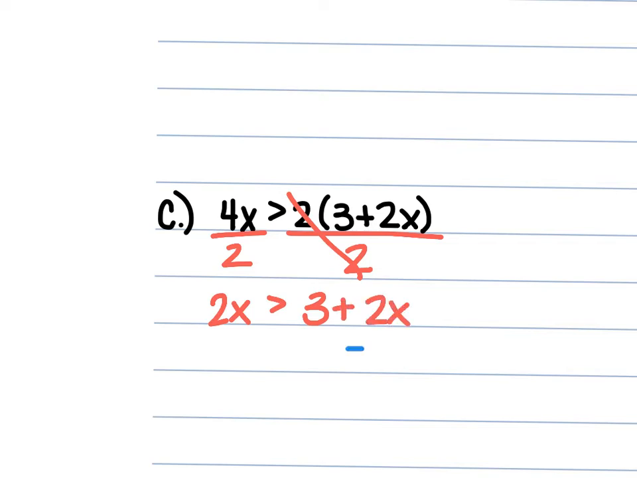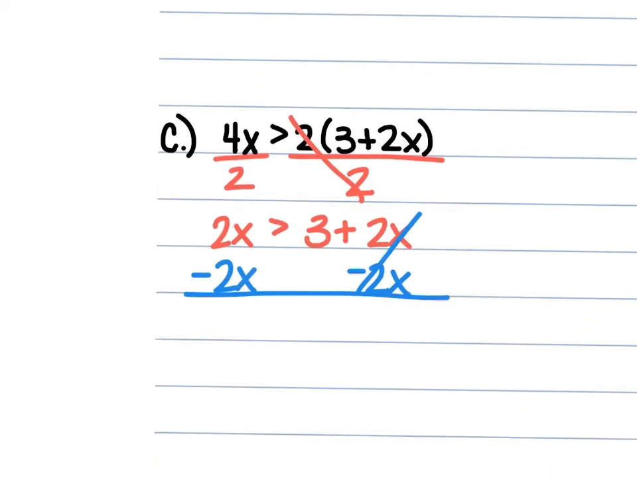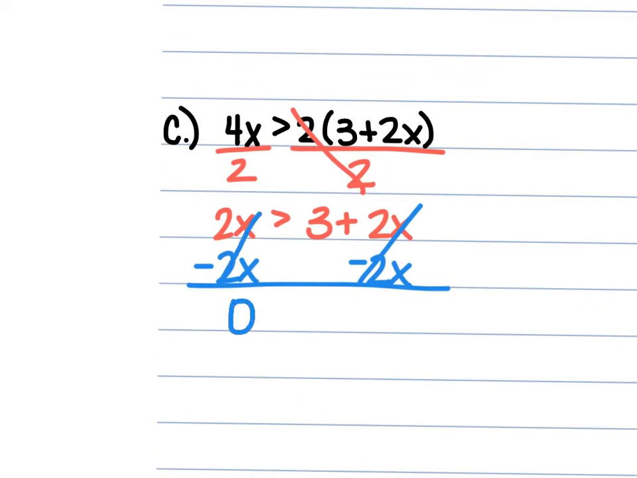From here, I would move that 2x over to the other 2x by subtracting them, and I get that 0 is greater than 3. Now, is this a true statement? No, it's not, so no solution is our answer.